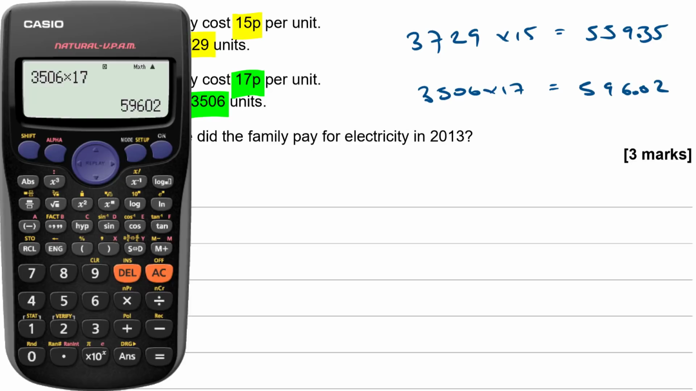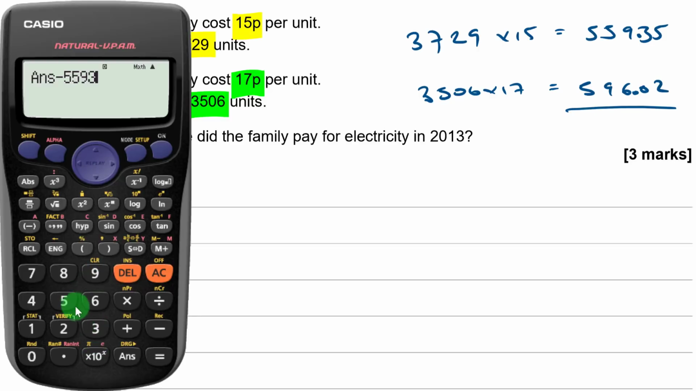So I've got £559.35 in 2012 and £596.02 in 2013. So then the difference, how much more they're going to pay, is going to be one subtract the other, isn't it? Subtracting 559.35, or 55935, because I haven't got the decimal point in my calculator yet.